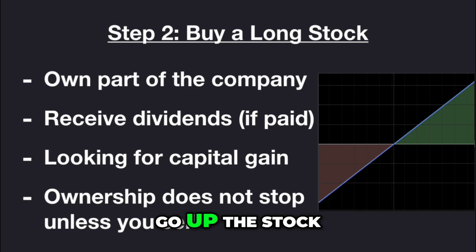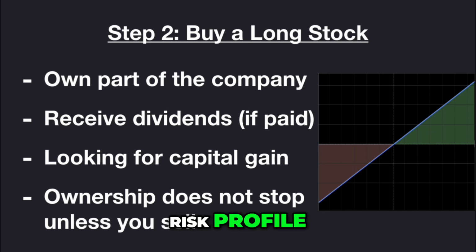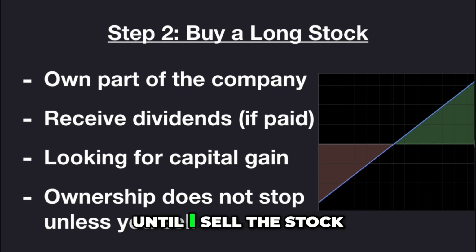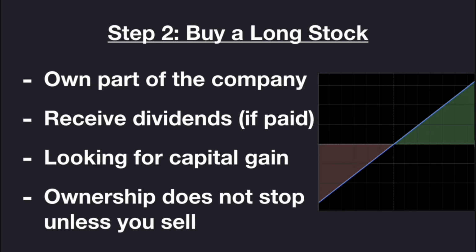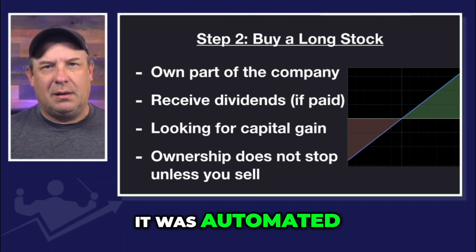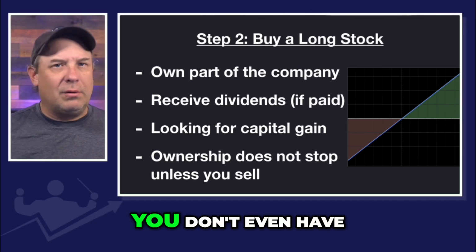We're looking for a capital gain. We want the stock to go up. If the stock goes up, I make money. Stock goes down, I lose money. Linear risk profile. Ownership does not stop until I sell the stock. Your standard run-of-the-mill long stock trade. And by the way, it was automated. It was automated because you sold the naked put, and if you get put the stock, you don't have to buy it.